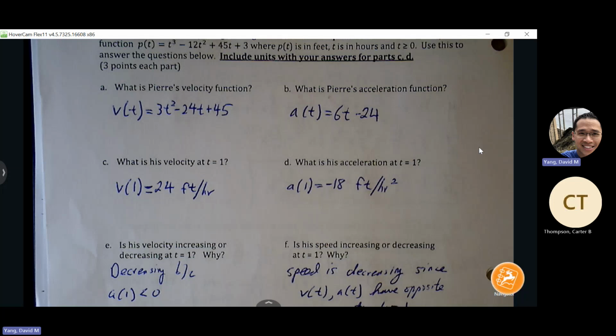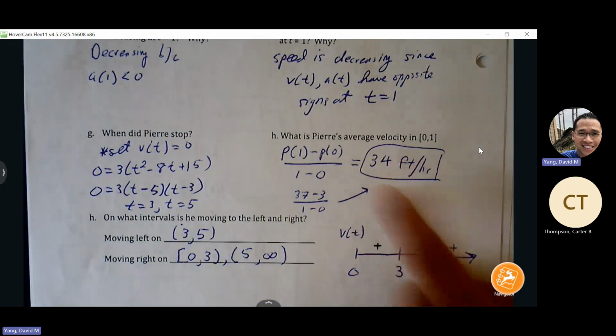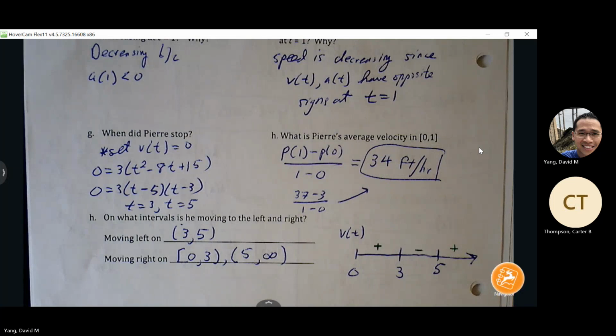So increasing speed, decreasing velocity, right? Decreasing speed, you compare signs. Increasing velocity, you just look at acceleration. Average velocity, you just look at position. You do change in position over change in time.